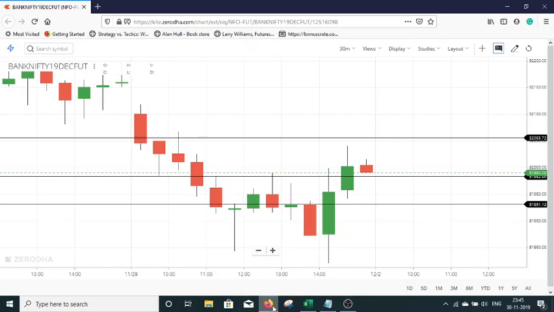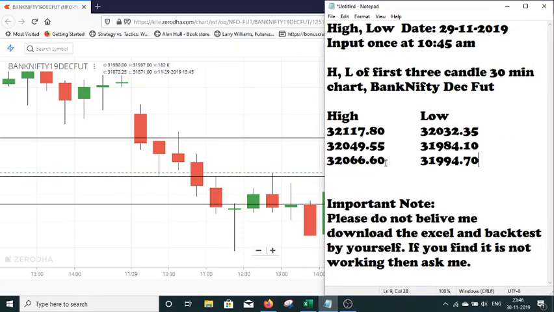Let's open the Bank Nifty chart. As you can see, this is the 30-minute candlestick chart of the Bank Nifty, and we have to take the high and low of this first, second, and third candlestick. Once we put these three candlesticks' high and low in that Excel sheet, the levels for the day will automatically generate. For the sake of time, I already put down all those highs and lows.